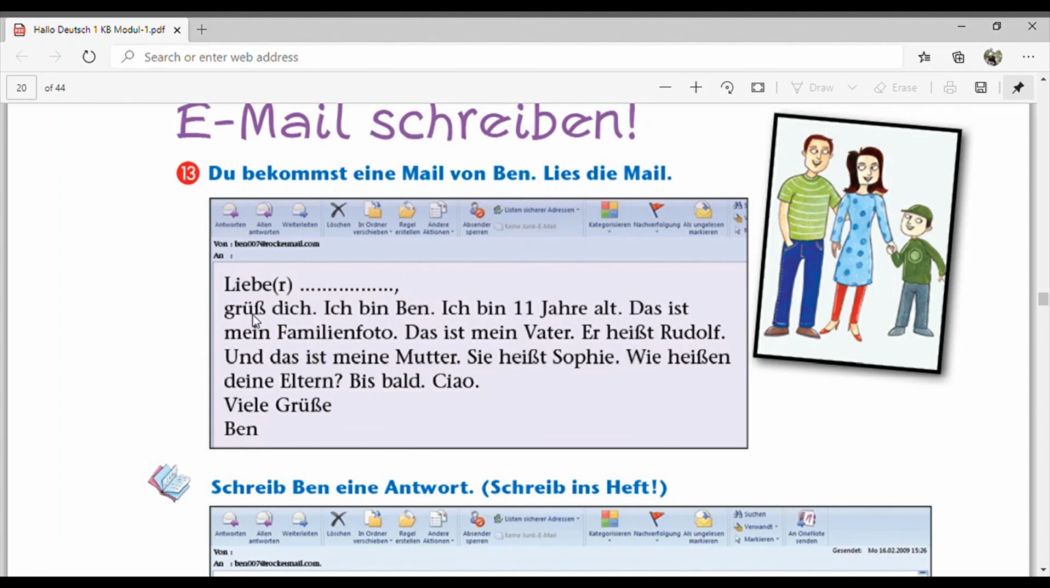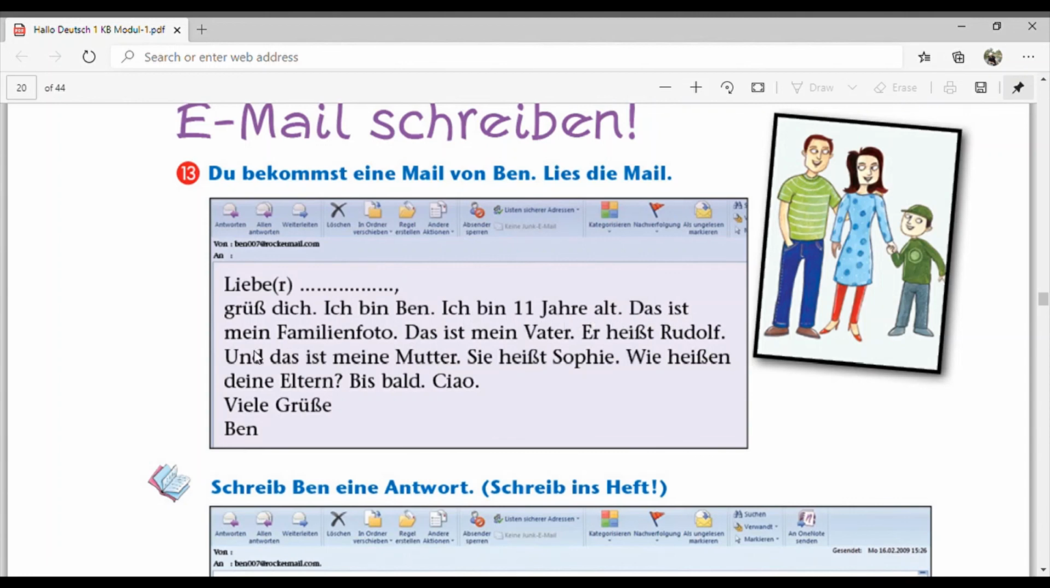Then lieber, grüß dich. Grüß dich means I am greeting you. Ich bin Ben. I am Ben. Ich bin 11 Jahre alt. This is the complete sentence. Or you can also write Ich bin 11. Both are correct. So this one is more appropriate. Ich bin 11 Jahre alt. I am 11 years old.